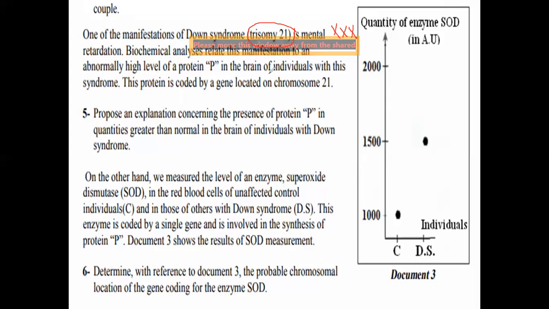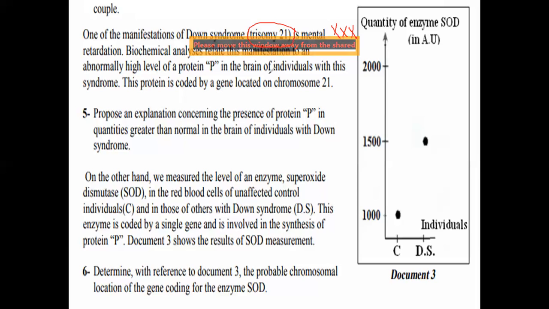They said to propose an explanation concerning the presence of protein P in quantities greater than the normal in the brain of individuals with Down syndrome. So you have to propose an explanation for the presence of protein P in quantities greater than the normal in the brain of individuals with Down syndrome.